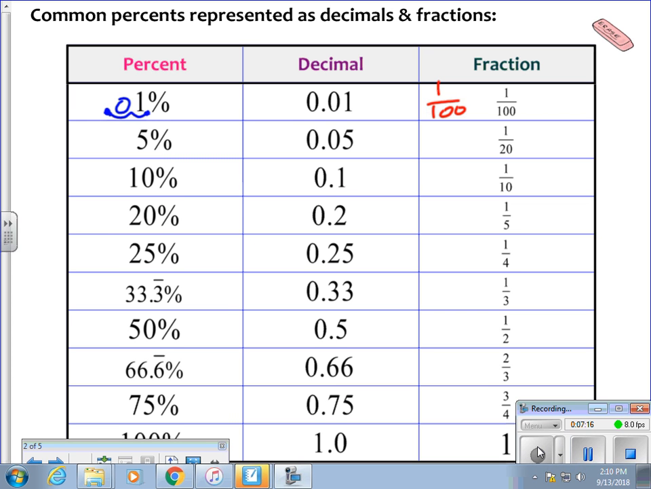Okay, makes sense. Percents ought to work well. Percents are good for money. Parts of 100. We do everything out of 100 for our money.